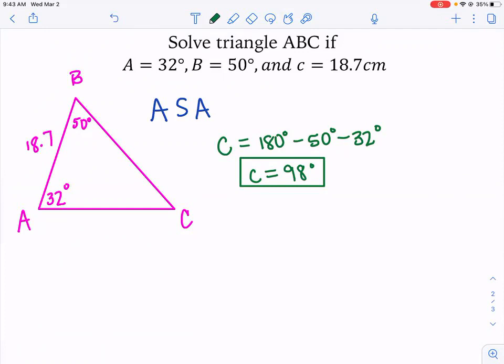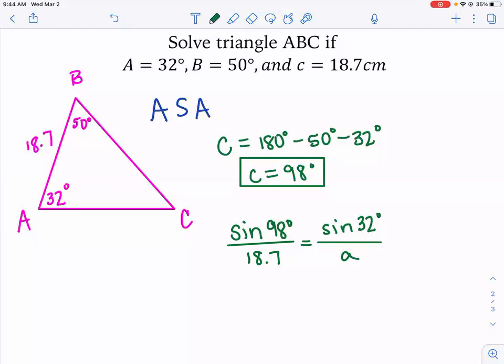Okay, so now that we know angle C, do you notice how we can pair it up with side C? So we know that the sine of 98 degrees over 18.7 is going to equal, let's pick A first, alphabetical order, the sine of 32 degrees over side A.